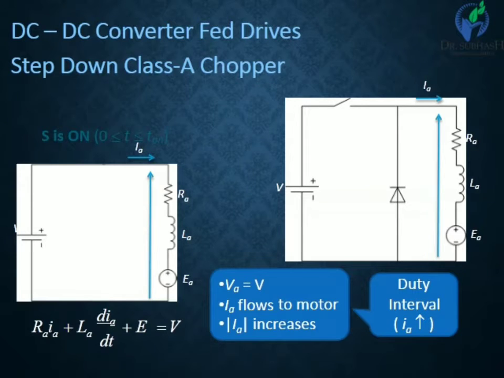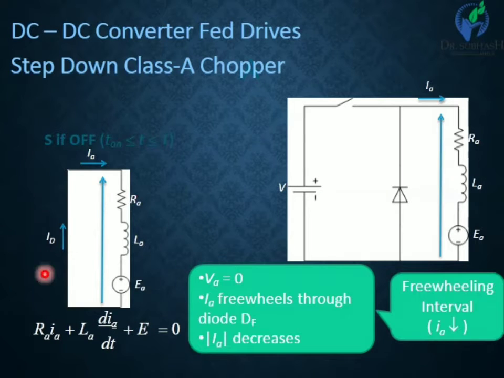As shown in the circuit diagram of class A chopper, we can control the motor speed by controlling the switch S. By turning it on and off continuously, we can control the speed of the motor. First, when the switch is on, it works as a short circuit. Then the input voltage is directly applied to the motor and the motor rotates in the forward direction.